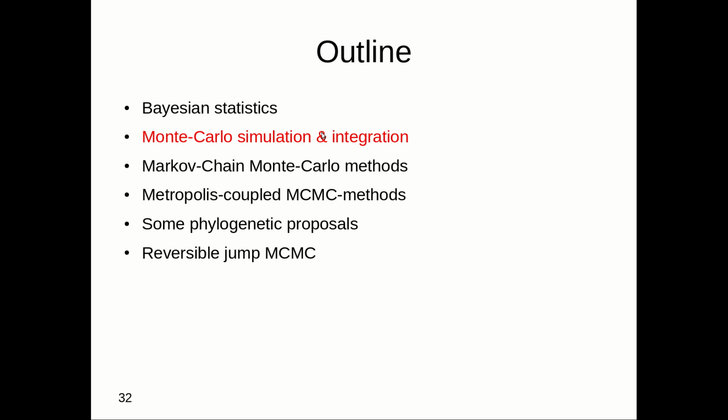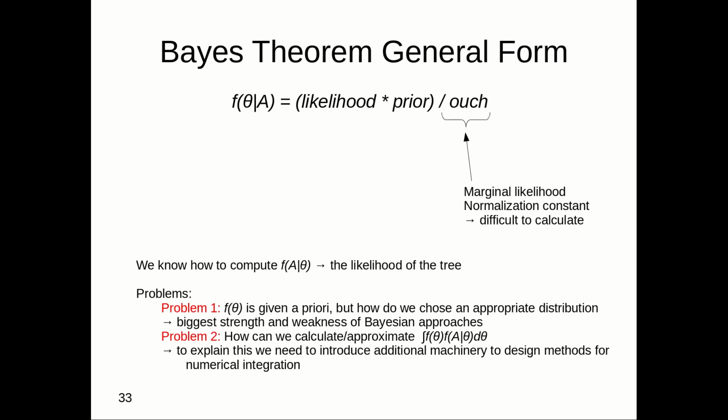Okay, so now we've discussed a little bit about this, but we still really don't know how to compute this marginal likelihood. And so first we'll start with Monte Carlo simulation and integration. That's my personal way of writing down the Bayesian formula. So the posterior probability for theta, all our parameters, conditional on the alignment, is just the likelihood times the prior divided by, ouch, right? Ouch, because this is very painful and difficult to calculate.